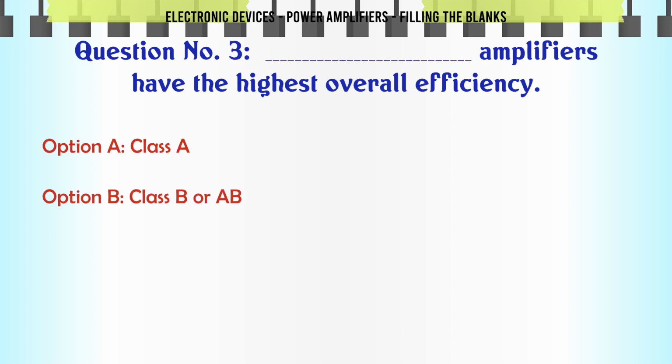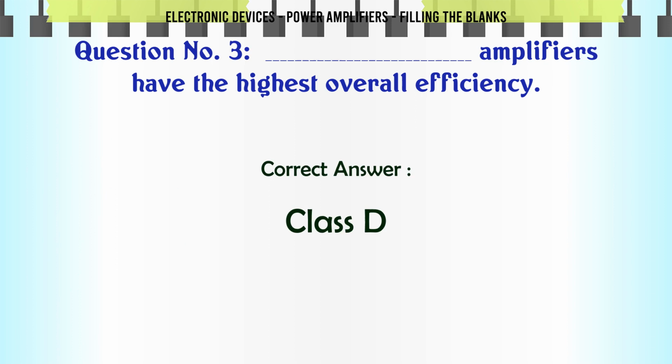Which amplifiers have the highest overall efficiency? A: Class A, B: Class B or AB, C: Class C, D: Class D. The correct answer is Class D.